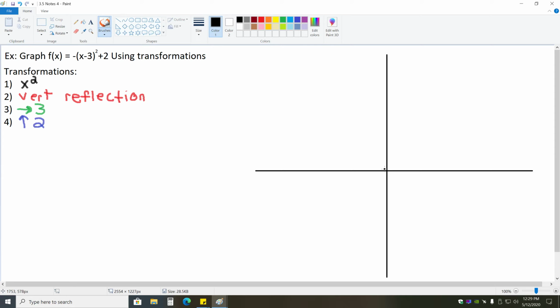So the first graph is x squared. That's just a standard parabola. Now we want a vertical reflection in red. So remember, that means the x-axis is a mirror. We're going to flip this entire U upside down, keeping the same general shape we had before. And now we need to shift it to the right 3. So 1, 2, 3. We'll take our x-intercept and move it here. And now redraw the last graph that we had.